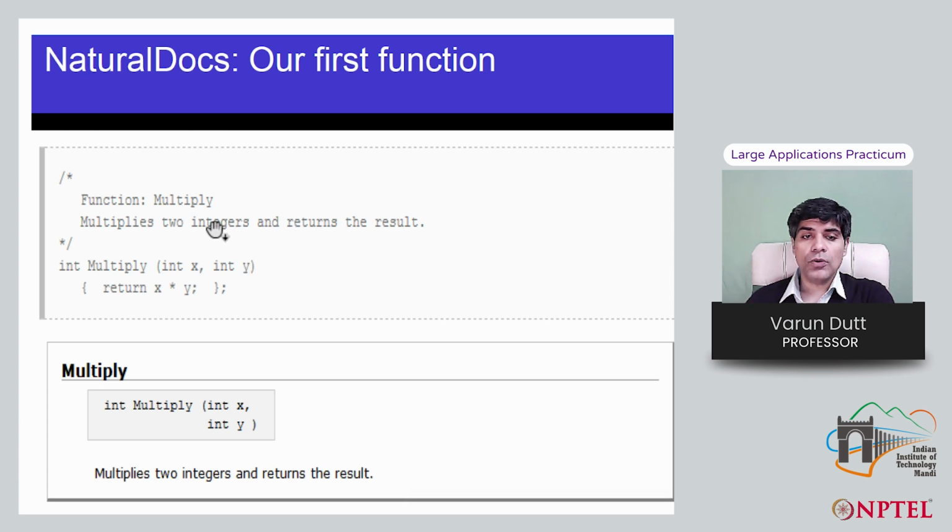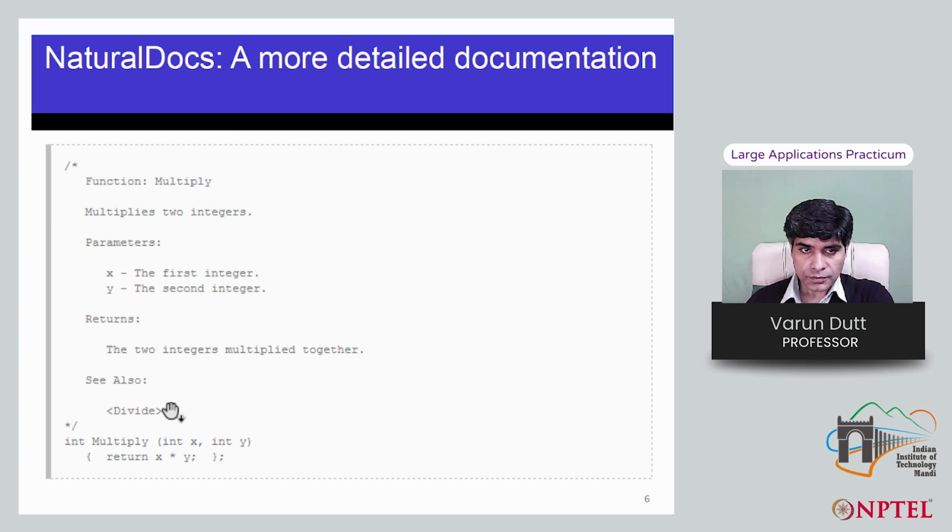So if you now double click the Natural Docs shortcut, the Natural Docs will get created. And if you open the index file in the browser, you will see documentation like this, like the way we saw for factorial. So here is a more detailed documentation from Natural Docs.